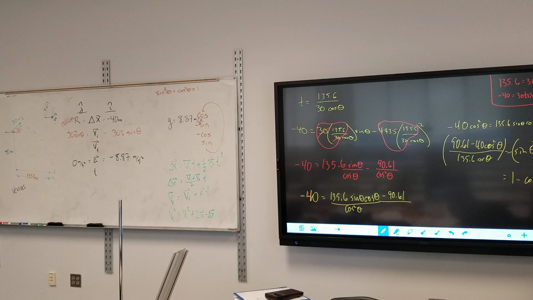How do you get cosine on the bottom with a 135.6? I'm trying to isolate sine, so first I get rid of that hanger on, and then I divide by the 135.6 cosine theta here. Is the question how I got cosine here? No. Okay. Sorry, do you see this now? Yes. Okay.